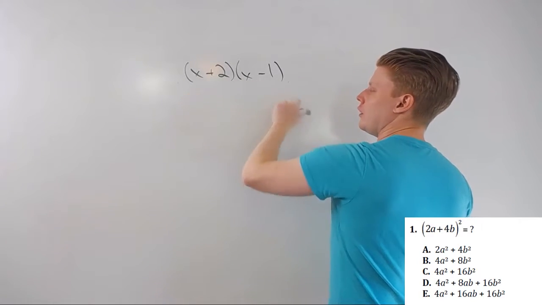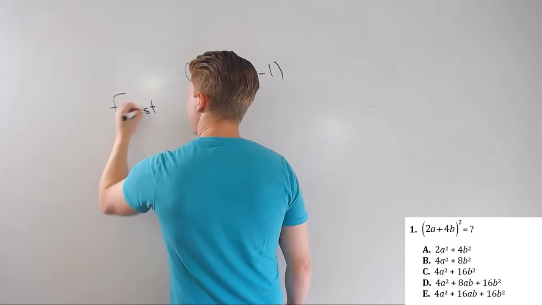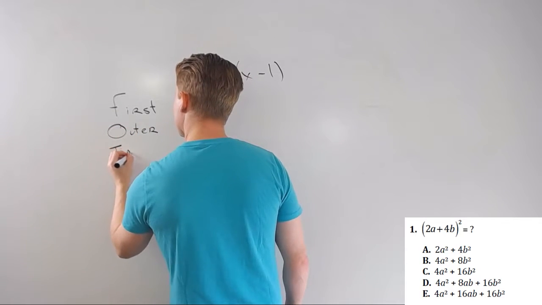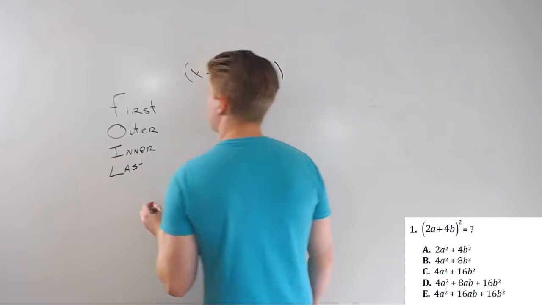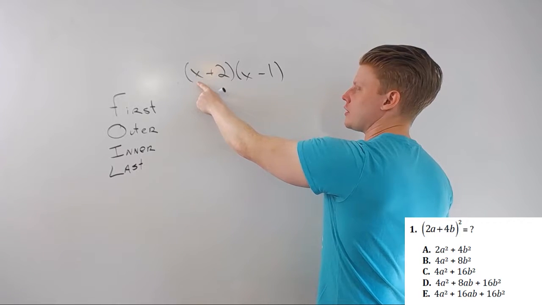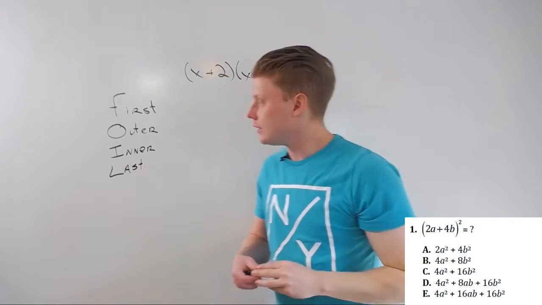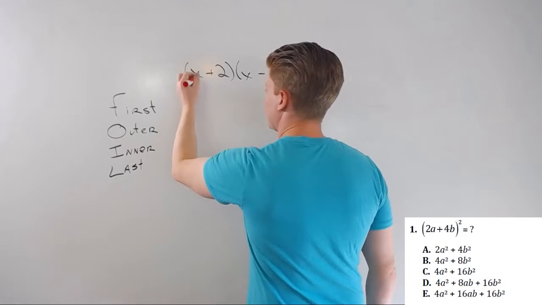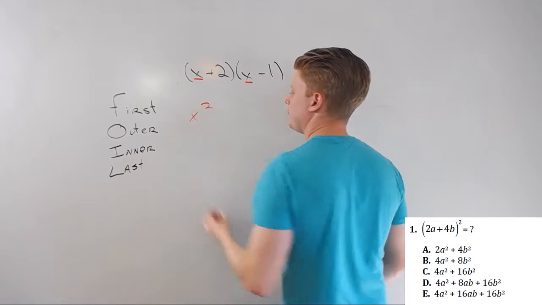So, FOIL: first, outer, inner, last. And these refer to the terms within the parentheses. We have 4 terms. Remember, terms are separated by addition or subtraction. 1, 2, 3, 4. Okay. So first, that'll just be the first 2 terms in either parenthesis. So it'll be x times x is x squared.